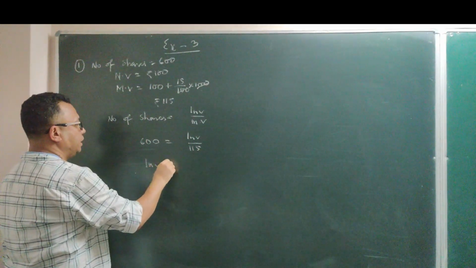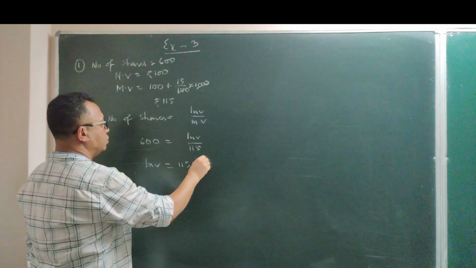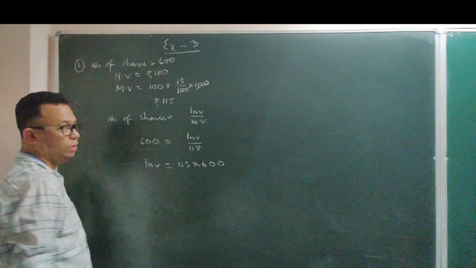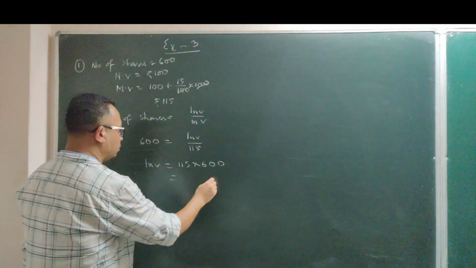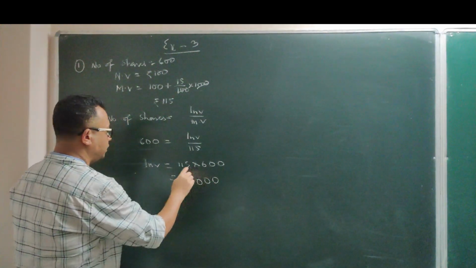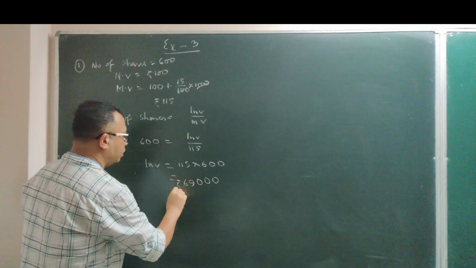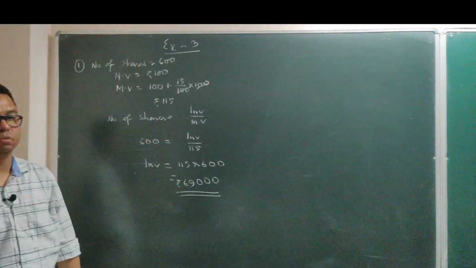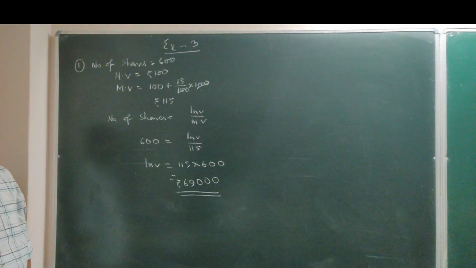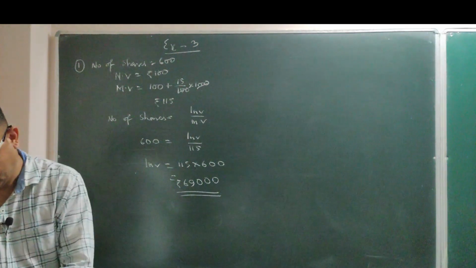So investment is 115 into 600. This is what is going to give you your answer. Let's multiply now: 0, 0, 6, 5, 30, 616, 9, 616. So there you are, 69,000 is the investment. This is your question number 1.